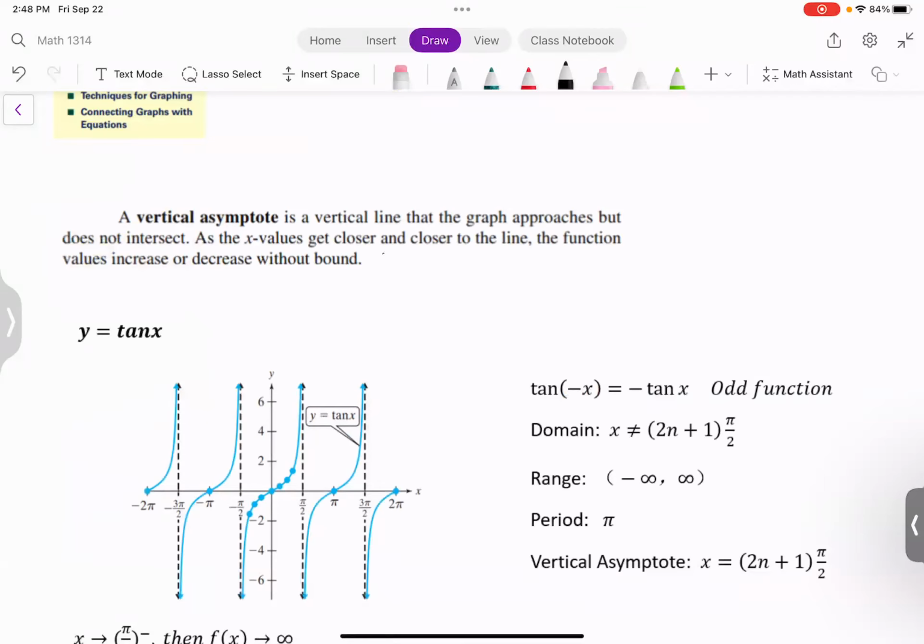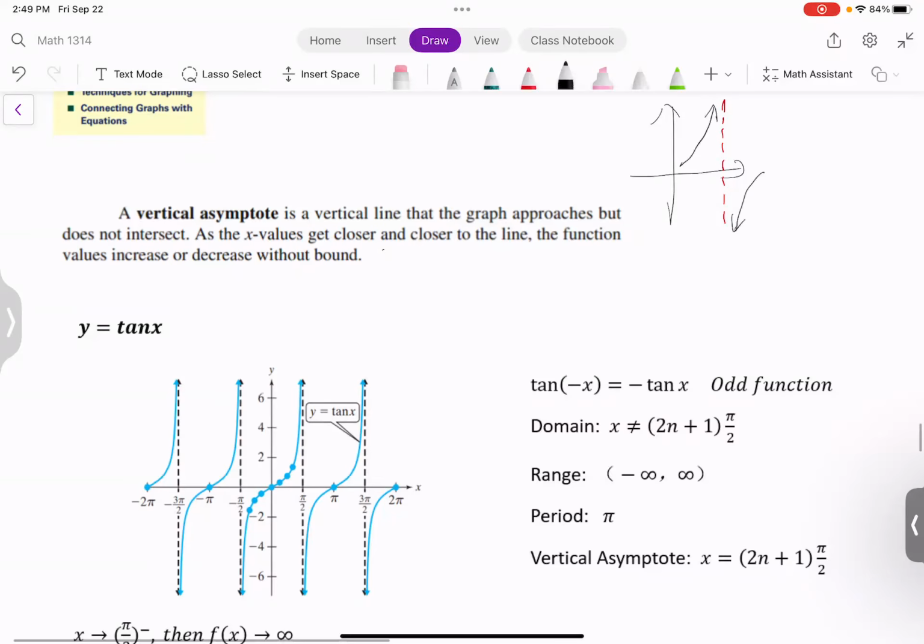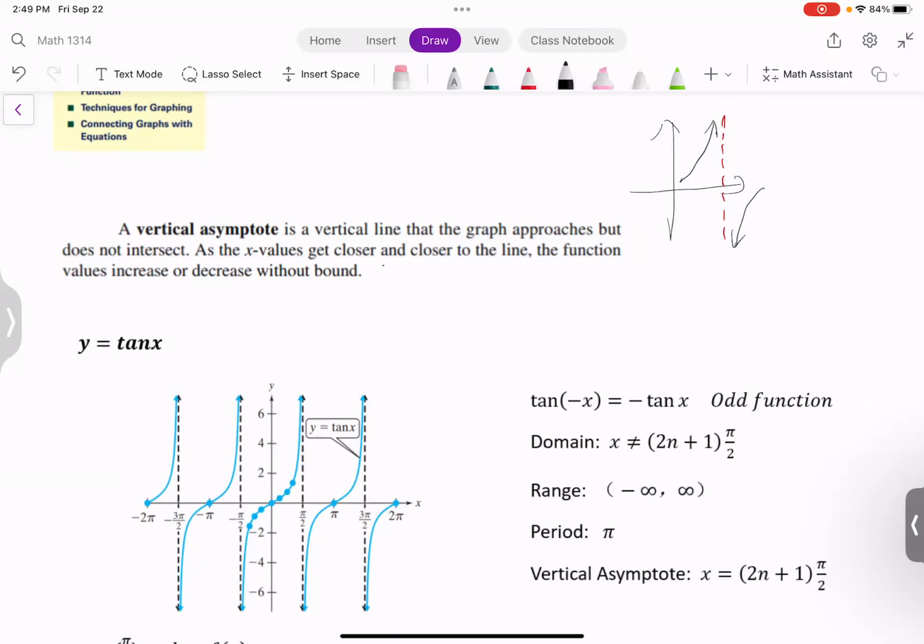So if I have a vertical asymptote, for example, this red dashed line is a vertical asymptote. That must be a vertical line. So my function will get close to this vertical asymptote, maybe from this way or this way. So my graph gets close to it, but never touches it.